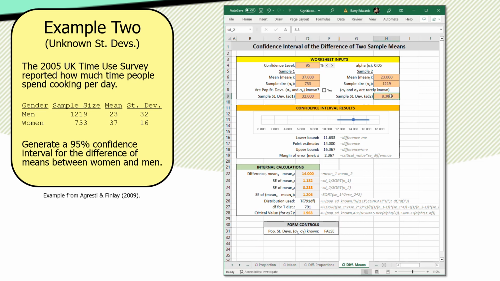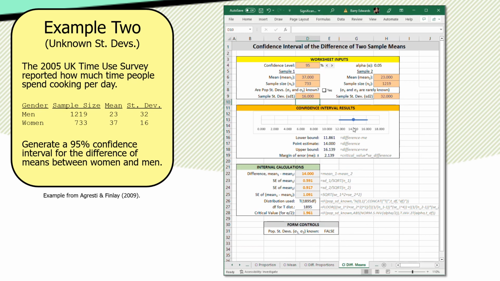Now, among men, the problem tells us that the standard deviation is 32. I got this backwards. Okay, so for men, the sample standard deviation is 32. For women, the sample standard deviation is 16. Okay, now let's take a look at the confidence interval results.